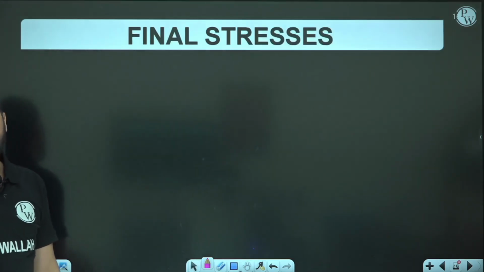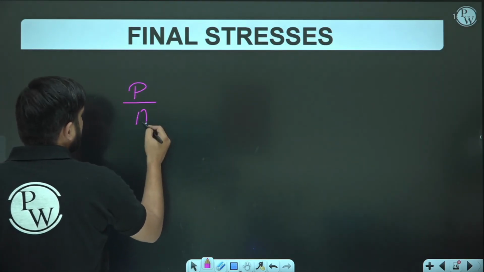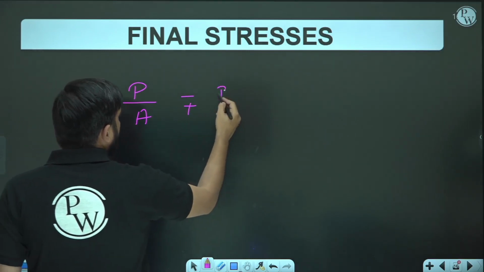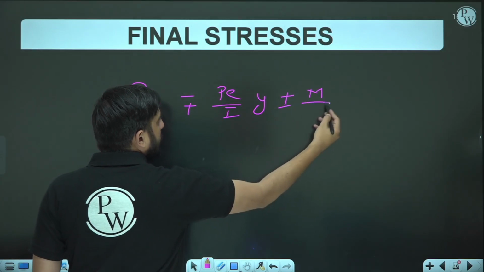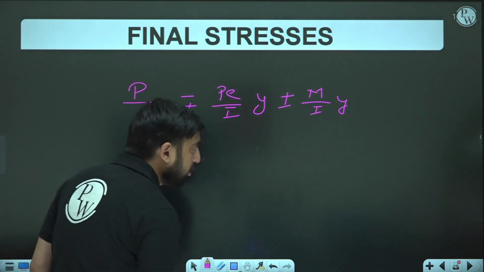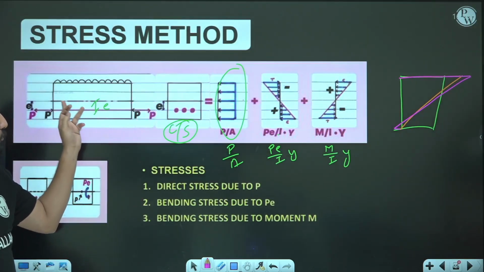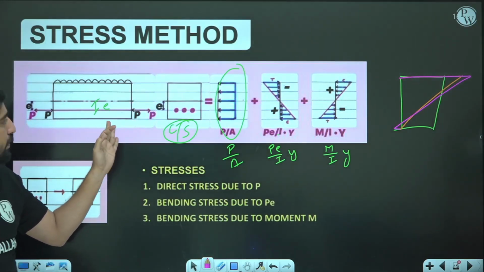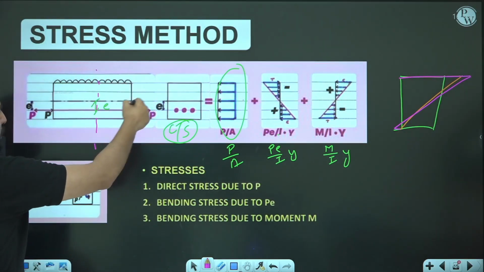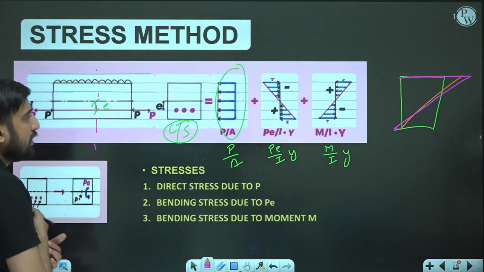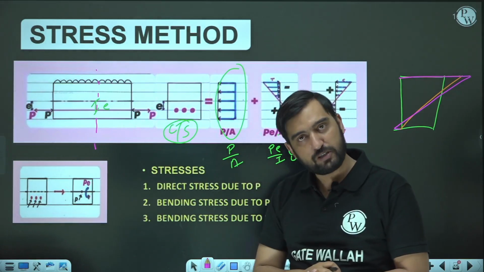Okay. So final stresses, I have told you, final stresses are P by area plus or minus Pe upon I into y, plus or minus M upon I into y. So no need to take tension if eccentricity is varying. Whenever you are going to target a particular section, for example this section, suppose if eccentricity is varying, triangular or parabolic, then all you need is to know the exact eccentricity of that corresponding section.